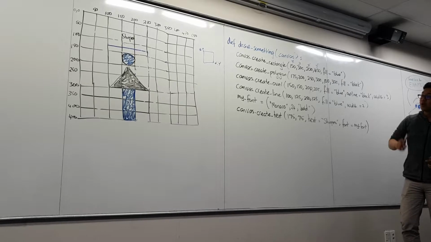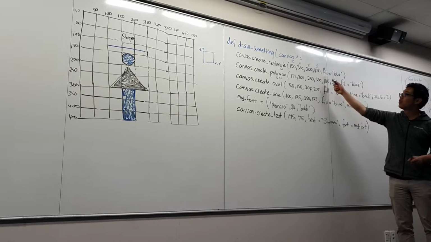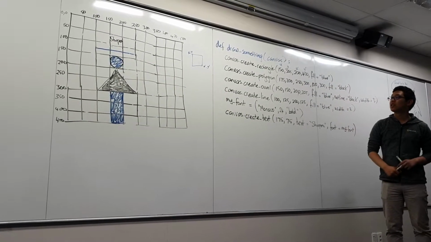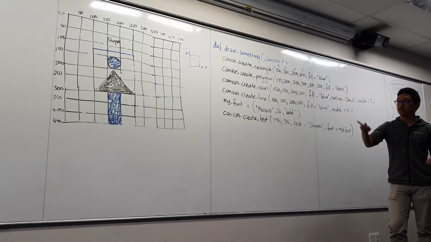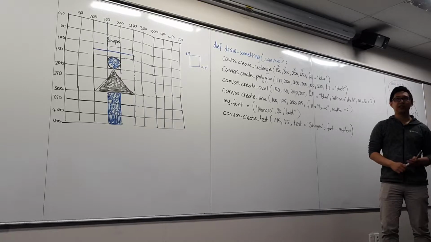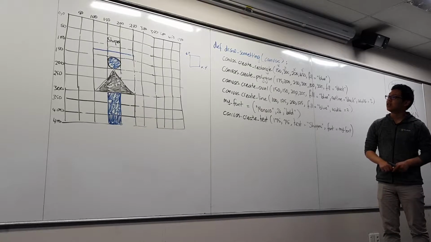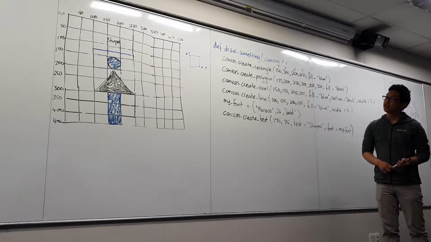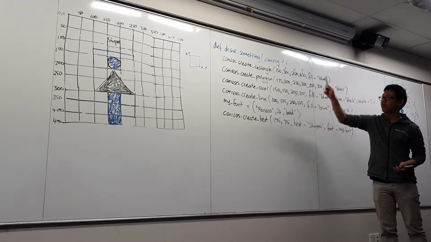But I want to make it a blue rectangle, so I'm going to put in another parameter, fill equals blue. That's just fill equals blue. It tells you what the color of the shape will be. I think by default it's white, because there's no fill. All right. Now the next thing, I'm going to go to create oval instead of create polygon.